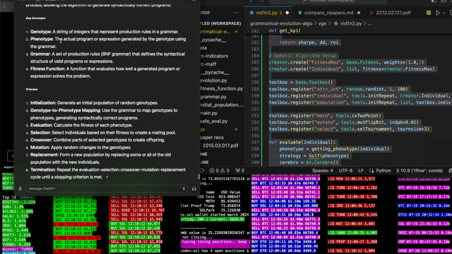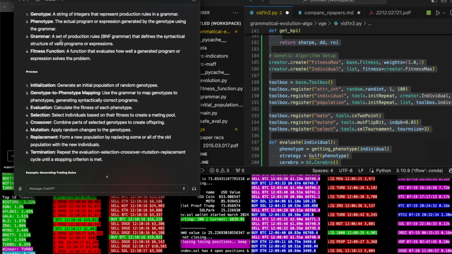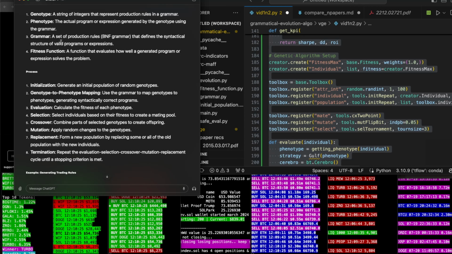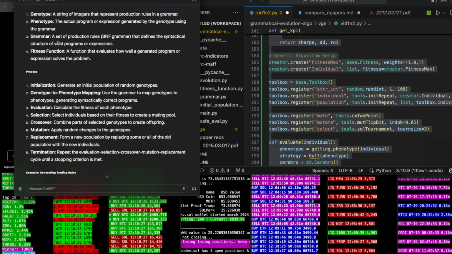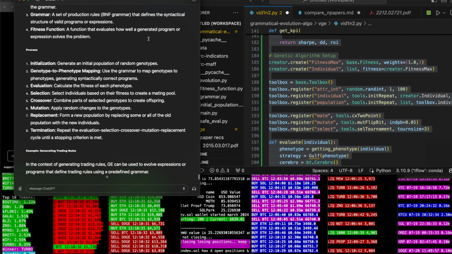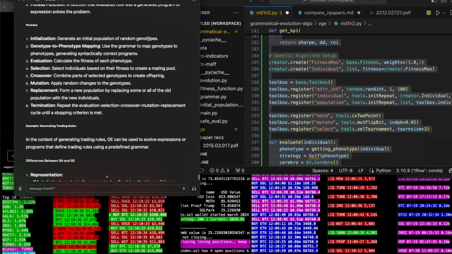A string of integers that represent production rules in a grammar. Phenotype, the actual program or expression generated by the genotype using the grammar. Grammar, a set of production rules, BNF grammar, that defines the syntactical structure of valid programs or expressions. The fitness function, a function that evaluates how well a generated program or expression solves the problem.